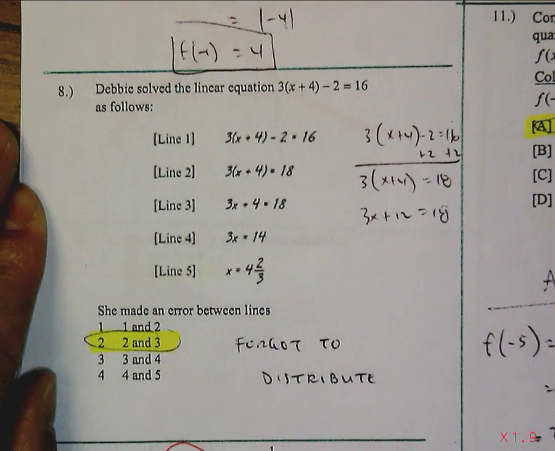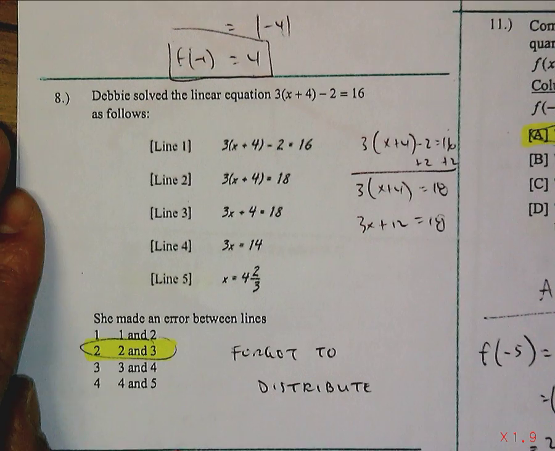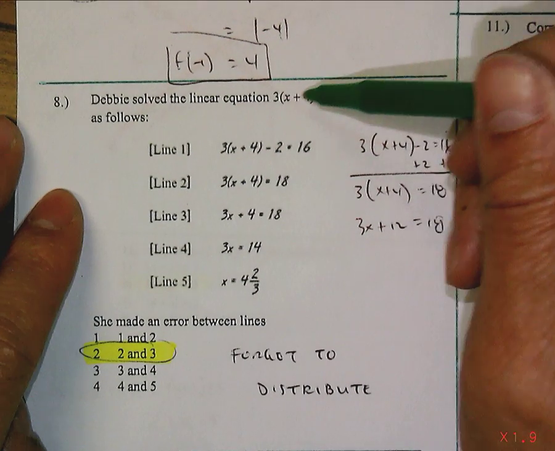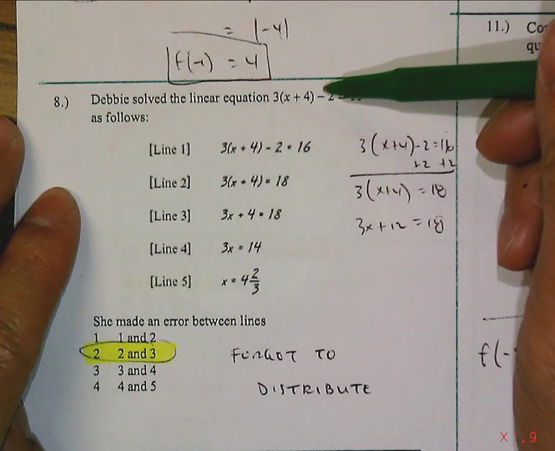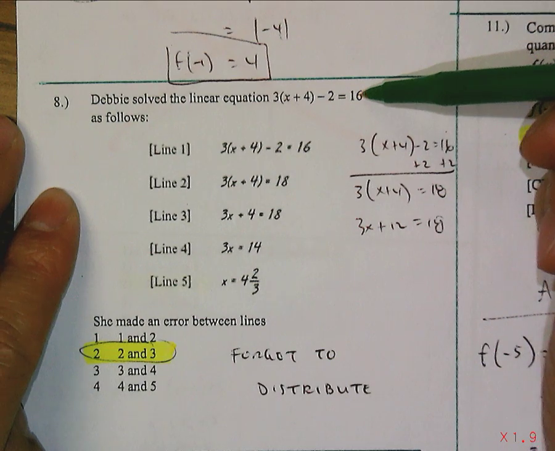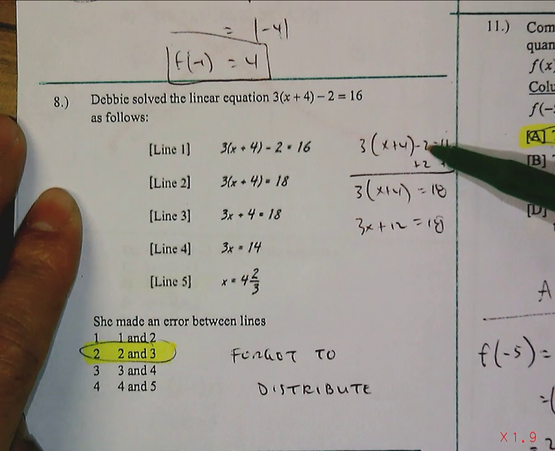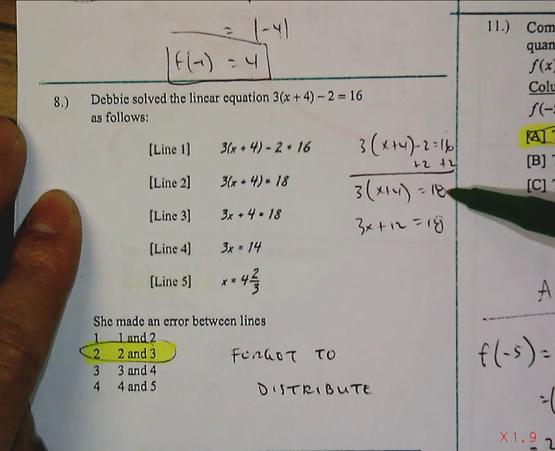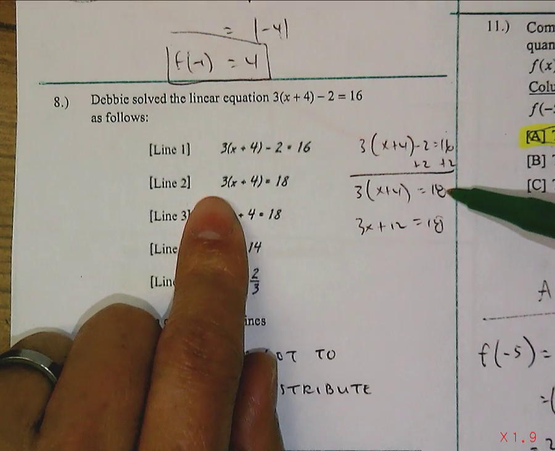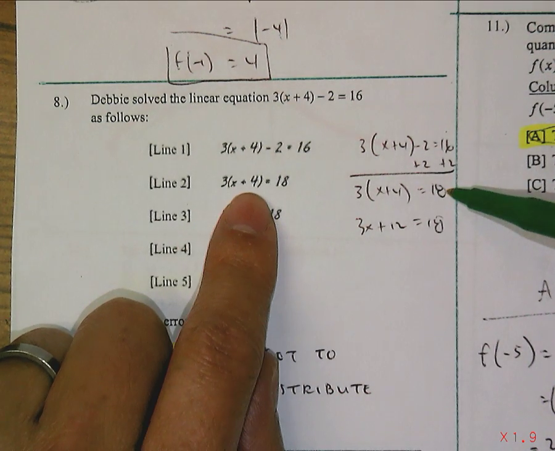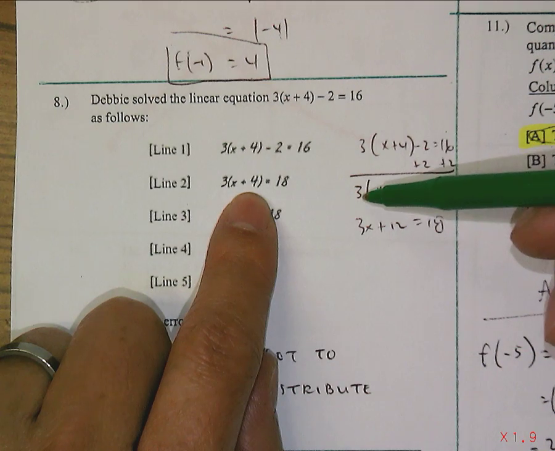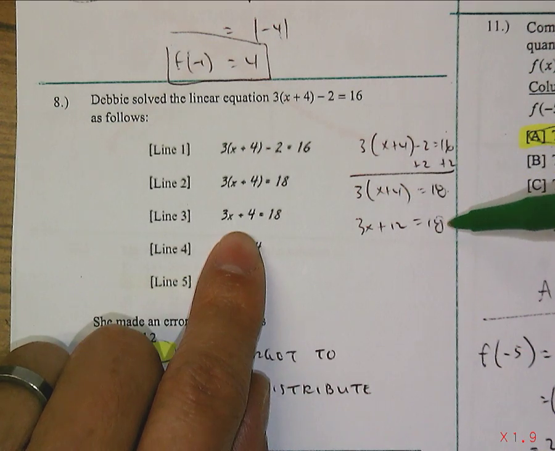When you see a problem like this where you're asked to do error analysis, just take your original problem, 3 times quantity x plus 4 minus 2 equals 16, and actually just do the problem, which I did here. Add 2 to both sides first. I noticed that matches up. Then you can distribute here. 3x plus 12 equals 18.